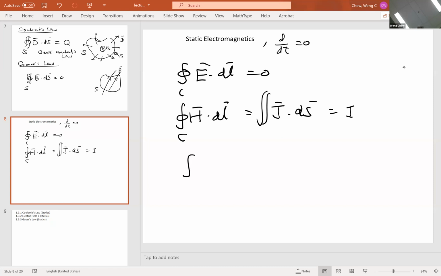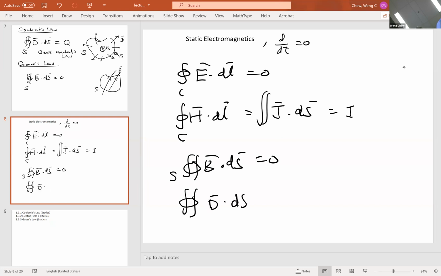Then you have Gauss's law for magnetic flux, which remains the same, because there's no time derivative in that equation. And then you have Coulomb's law, or Gauss's law for electric flux. It will just be equal to Q. So this is just static electricity. Static electricity is a lot simpler. If you look at Maxwell's equations, they're even simpler than the dynamic ones. Some terms are missing. Because of that, the solutions can be found very easily.